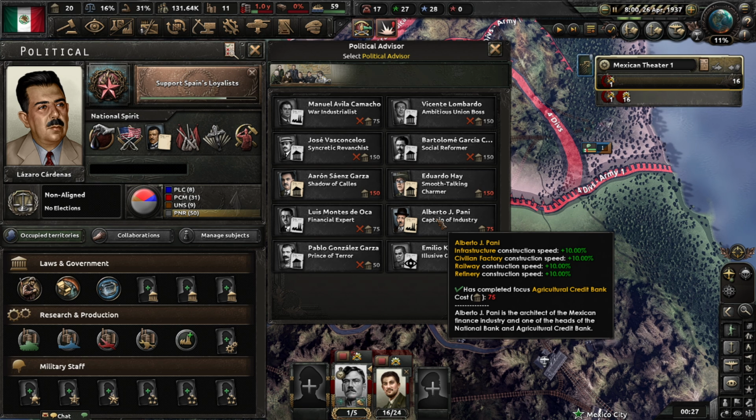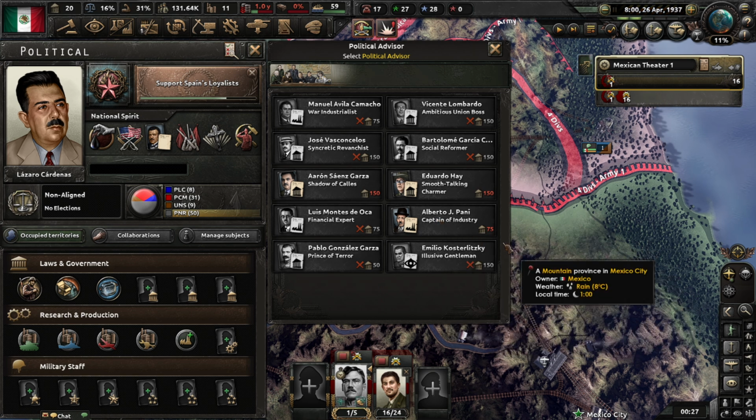If you do the Confederation of Mexican Workers, you can grab a Captain of Industry and your Ambitious Union Boss in fairly short order. And you can play the Captain of Industry with a war industrialist late game. It, in fact, costs the same to do that as to take a 150 political power advisor right off the bat. You could take Pani and then later switch him for Camacho.